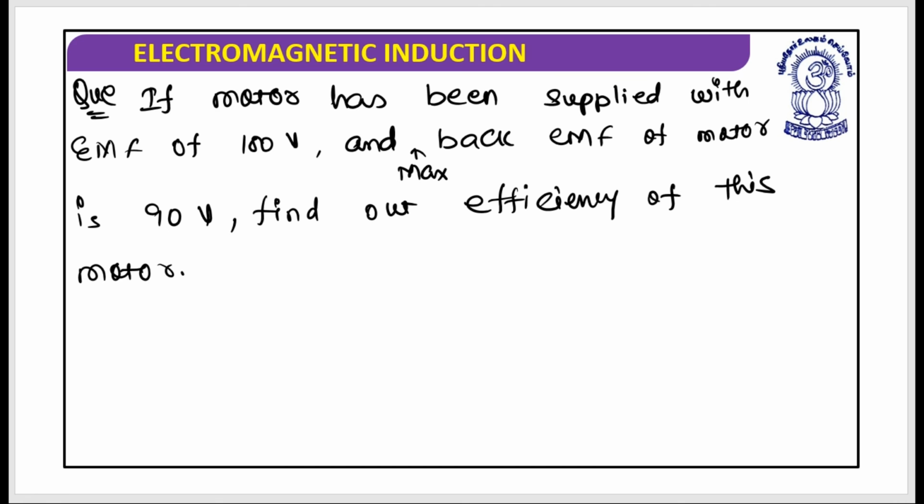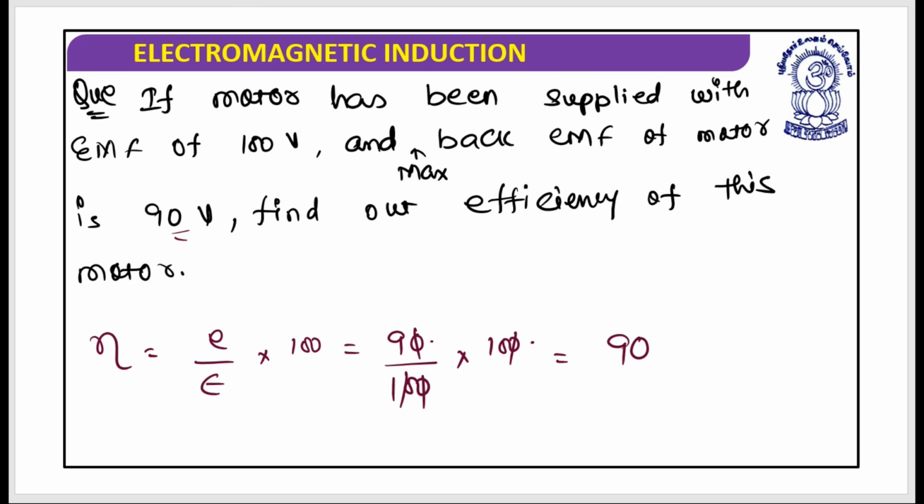So efficiency is equal to E by E multiplied by 100. The back EMF, or I should say maximum back EMF, is 90. I have been supplied with 100 volt, multiplied by 100. So this cancels, this cancels, and it's 90 percent. This could be the efficiency of your motor. I hope this is clear. Do you understand this completely?